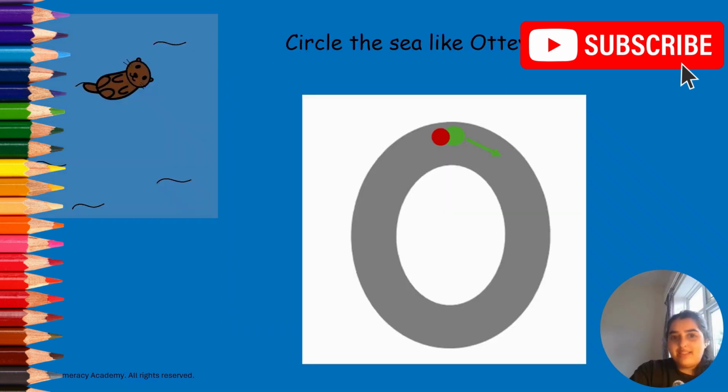To write the sound O, we are going to say circle the sea like Otie the otter. I want you to watch Otie the otter and practice with your magic pen at home. Circle the sea like Otie the otter. And again, circle the sea like Otie the otter. Well done. I'm going to practice with my magic pen. Circle the sea like Otie the otter.